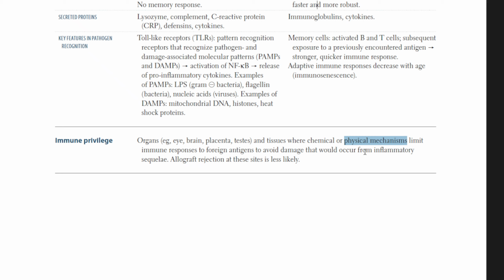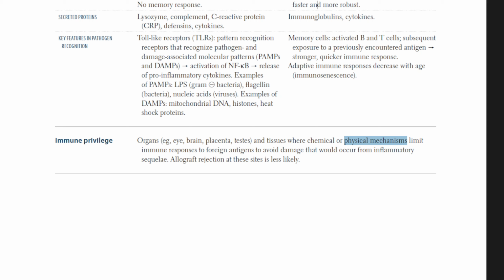Let me read what immune privilege is. Immune privilege refers to a phenomenon where certain tissues in the body, like the brain and eyes, are less susceptible to immune response compared to other tissues. This privilege allows those tissues to maintain homeostasis and function without excessive immune activation, which could be detrimental or damaging to their structures. Example, the eyes: if you have inflammation in your eyes, you're going to lose your vision. That's why the eye is one of those organs.